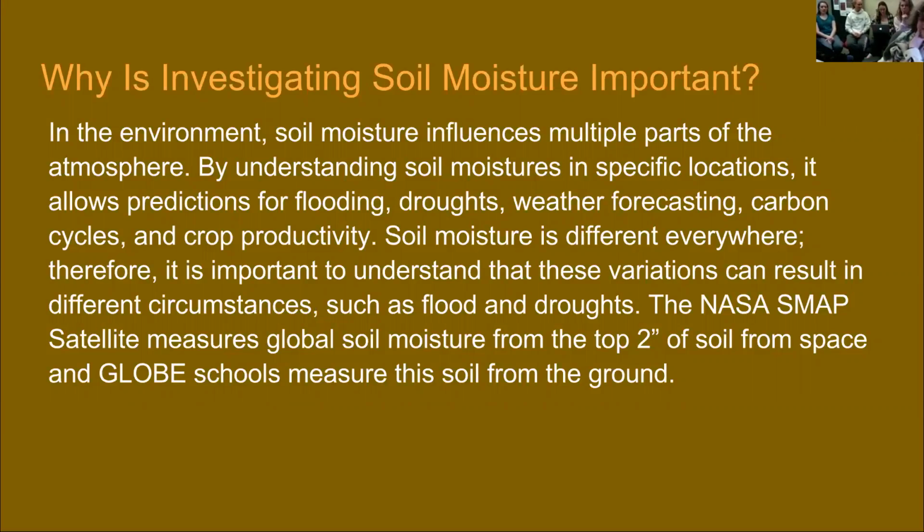Soil moisture is different everywhere. Therefore, it is important to understand that these variations can result in different circumstances, such as flooding and droughts. The NASA SMAP satellite measures global soil moisture from the top 2 inches of soil from space, and GLOBE schools measure this in the soil from the ground.